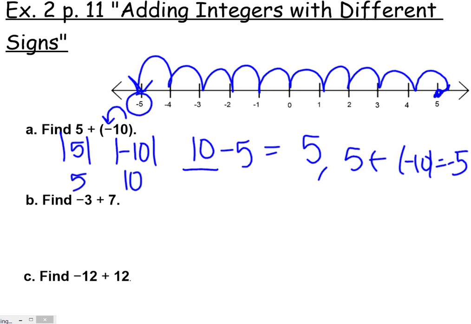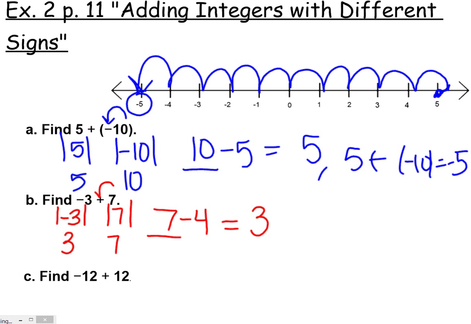Now let's try B. Negative 3 plus 7, you take the absolute value of negative 3, which is 3. You take the absolute value of 7, which is 7. Subtract the larger minus the smaller number, and you get a difference of 3. Now, 7 has the greater absolute value, and so we keep our answer positive since 7 is positive.